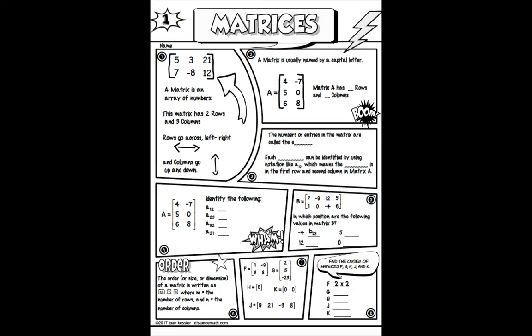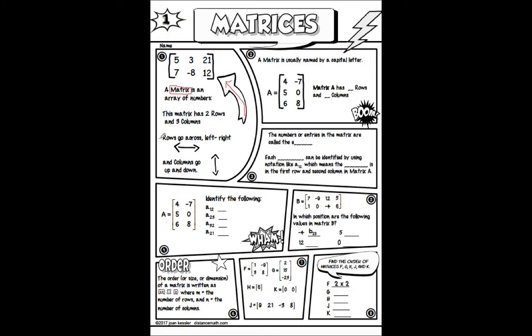All right, so a matrix is an array of numbers. So it's basically two brackets that host a bunch of numbers. First vocabulary word. This particular matrix is a matrix that has 2 rows and 3 columns.